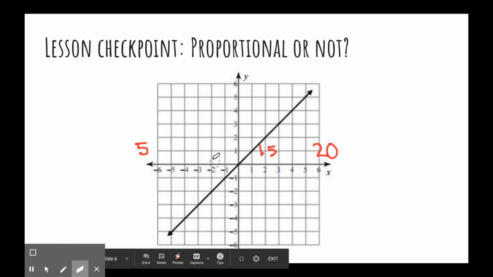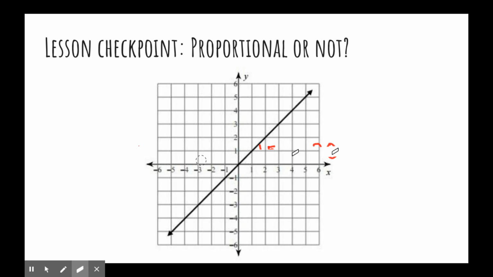Okay. Here I have my graph. This is proportional because I start at 0 and I constantly go up by the same amount.